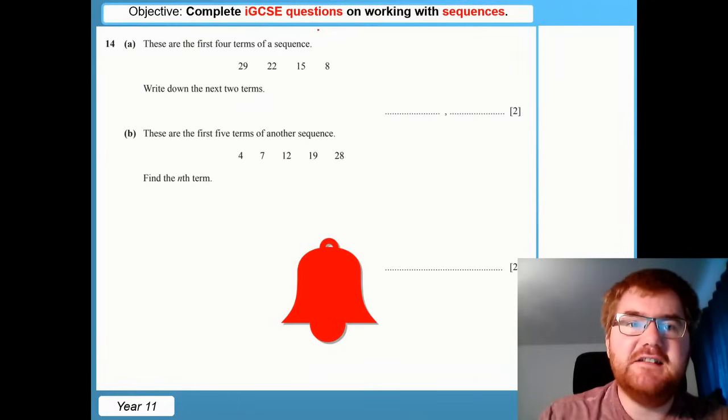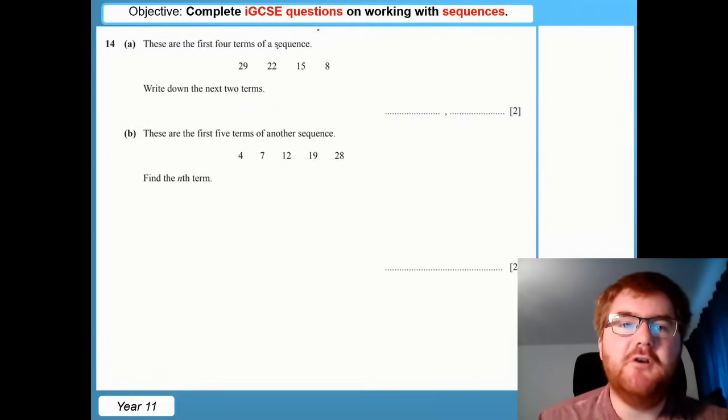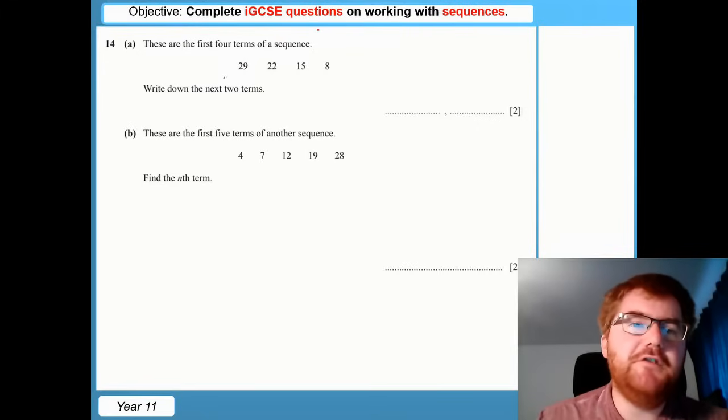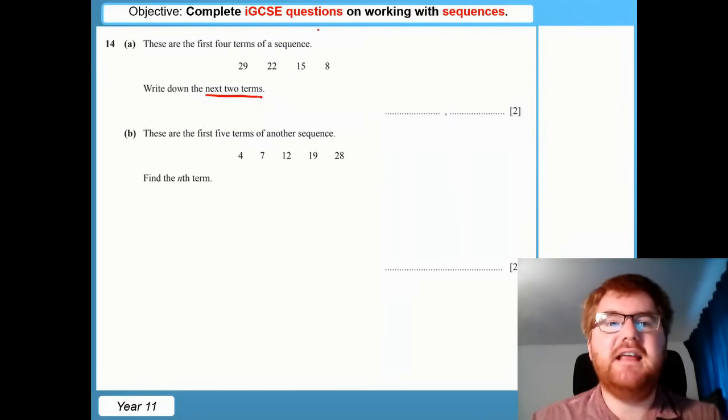Right, let's get started. So, question 14 here. These are the first four terms of a sequence, and we need to write down the next two terms. So, whenever you get a question like this for the next two terms, the first thing you want to be thinking here is look at the difference between the numbers.